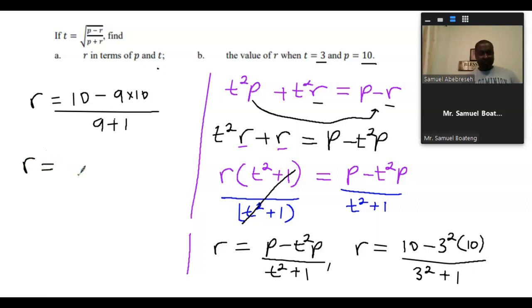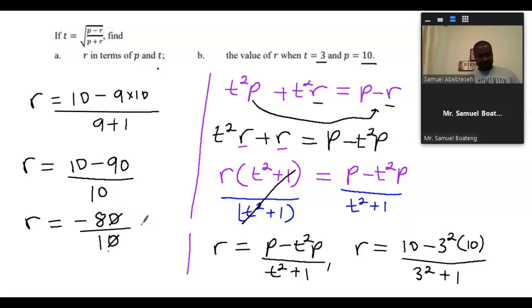Yes. 10 minus 9 times 10 is 90 over 10. Then we subtract the numerator. 10 minus 90 is minus 80 over 10. So the zeros can cancel out. So you have R being equal to minus 80.